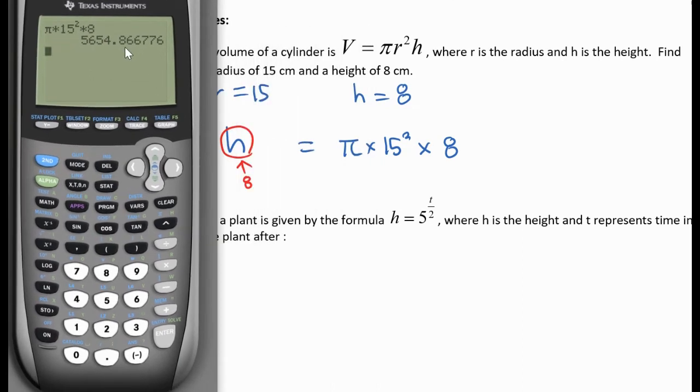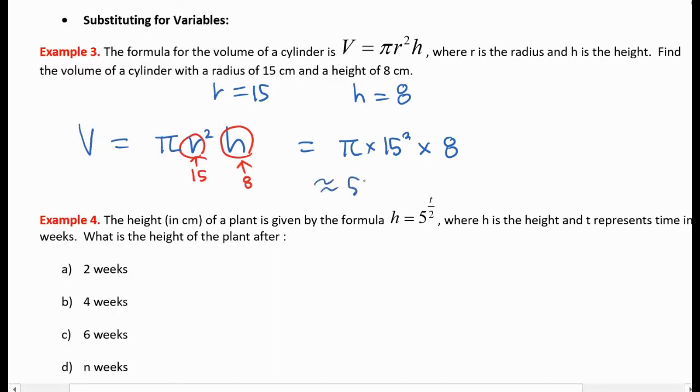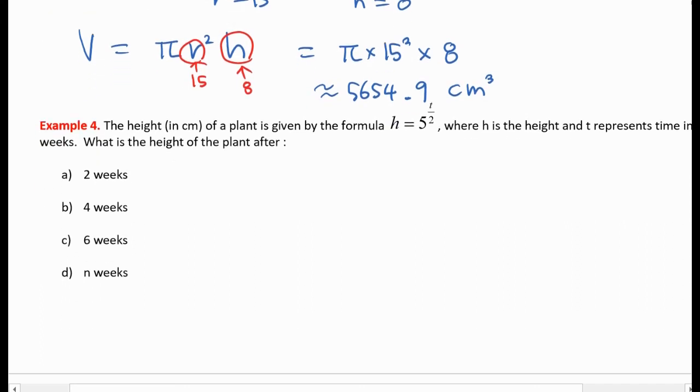So let's find the answer to 1 decimal place. You have 6 here, so you're going to round up. It will be 5,654.9. Okay, and let's write down the unit. Don't forget about the unit because it's a volume. It should be cubed, cubic centimeters.